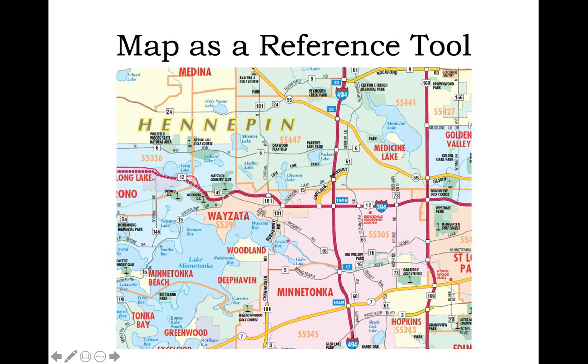So if a person was using this map to try to figure out how to get from Hopkins to Wayzata, they could use this map to go north on 169 and then to go west on 394 to enter Wayzata.